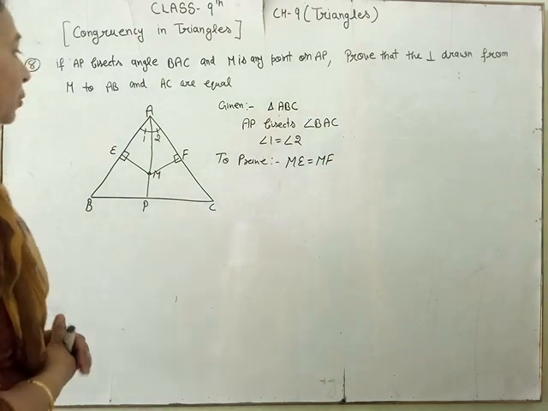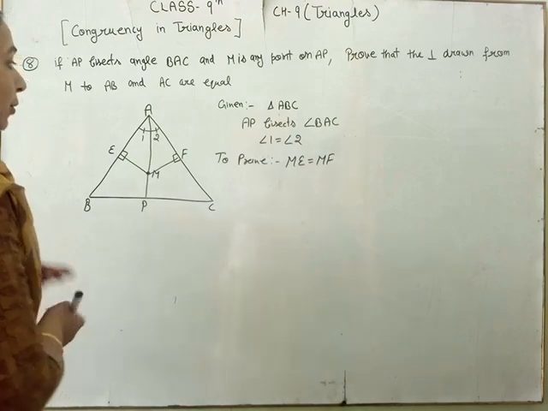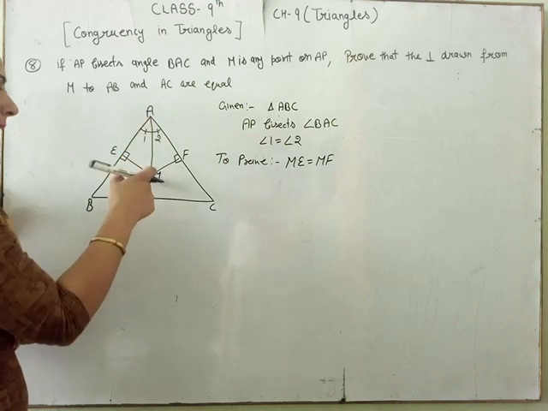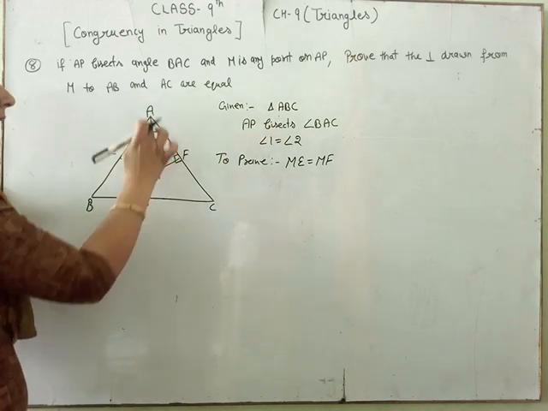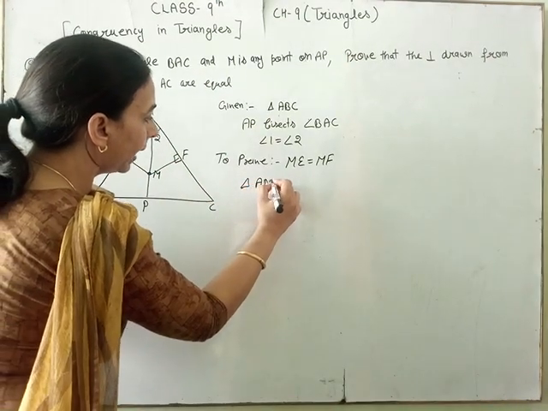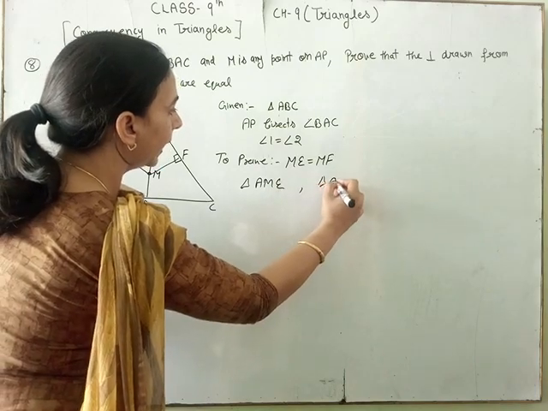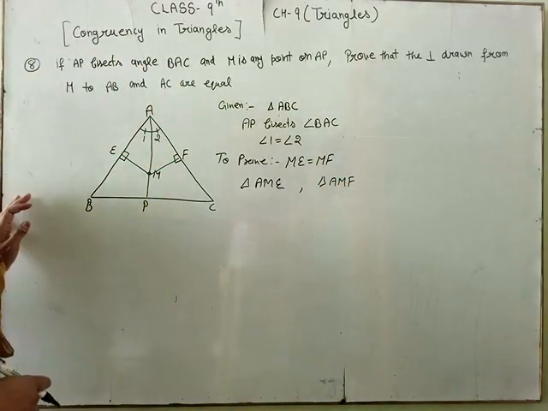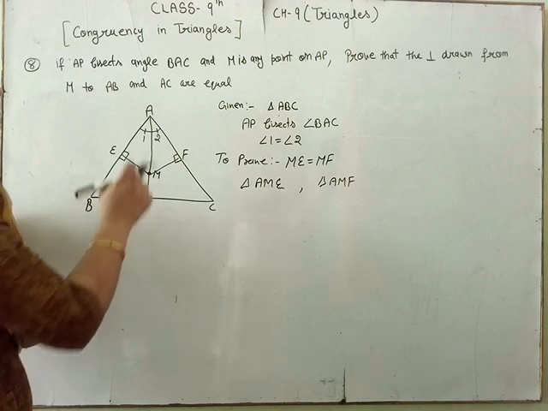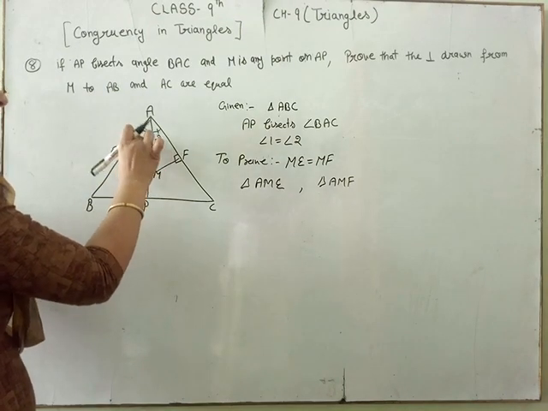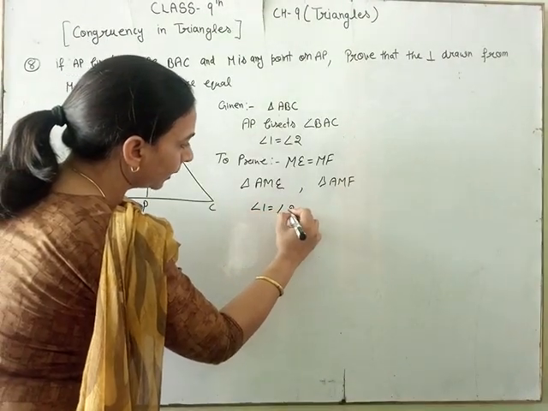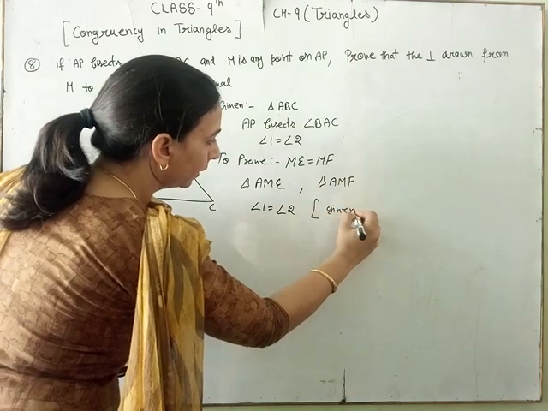Students, first we find two triangles: triangle AME and triangle AMF. First we take triangle AME and next triangle AMF. We show these two triangles are congruent. For this we find three conditions. First is angle 1 equals angle 2, angle 1 of this triangle and angle 2 of this triangle. We write angle 1 equals angle 2, and this is given from the bisector.